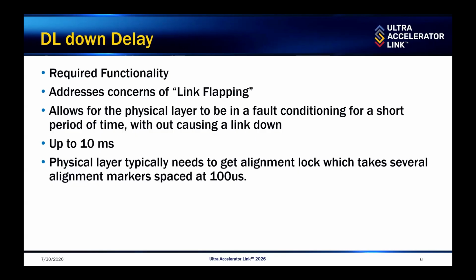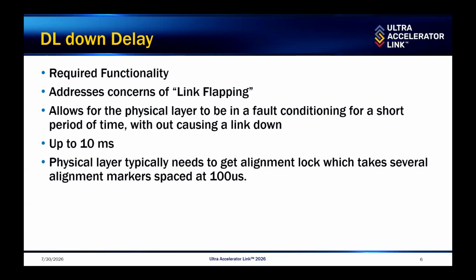Okay, so DL down, I believe that was the first ECN that we introduced. And that really came up around the concerns of link flapping. The way it was originally specified was if the physical layer ran into a fault condition where, say, it got a few bad code words in a row, that would cause the PCS to start hunting for a new alignment. That would take the link down, which was a fairly big impact to the system. That would require restarting the system and backing up to the latest checkpoint, which is a pretty big impact.